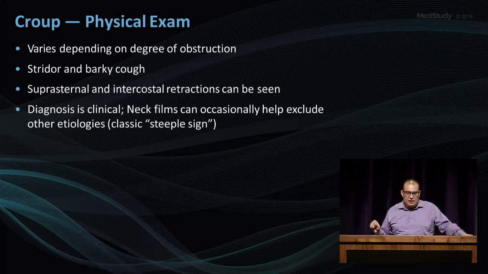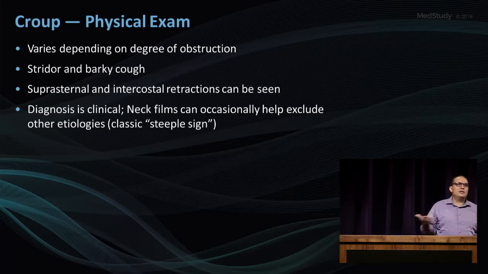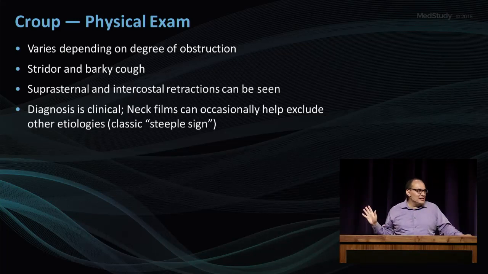So stridor and barky cough, you will see retractions. You will say also in the board that comes to you, oh, I understand, he's croupy, so it's larynx, he could have suprasternal retractions. But why the intercostal retractions? The intercostal retractions because it is laryngotracheobronchitis. Okay? And then diagnosis is clinical.